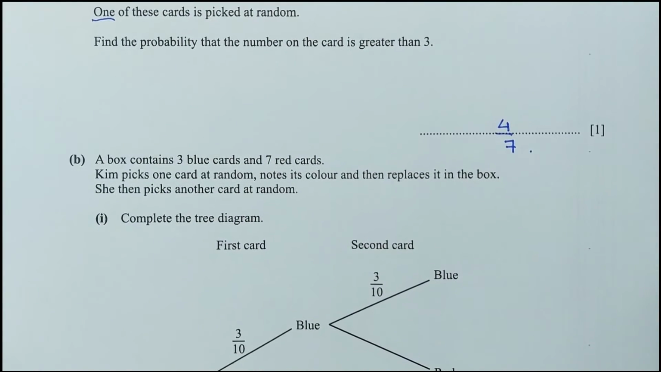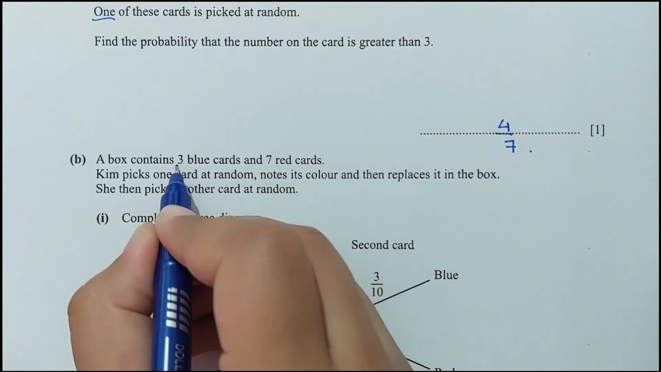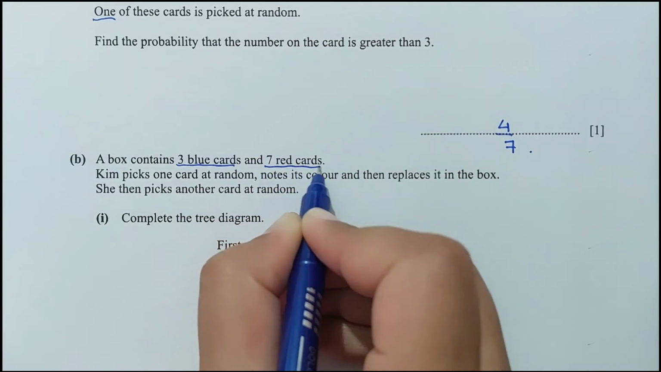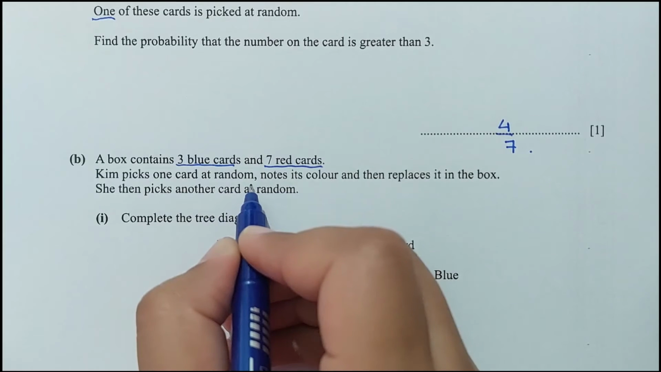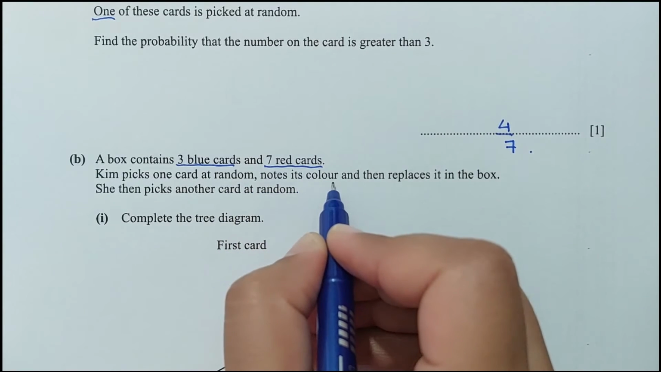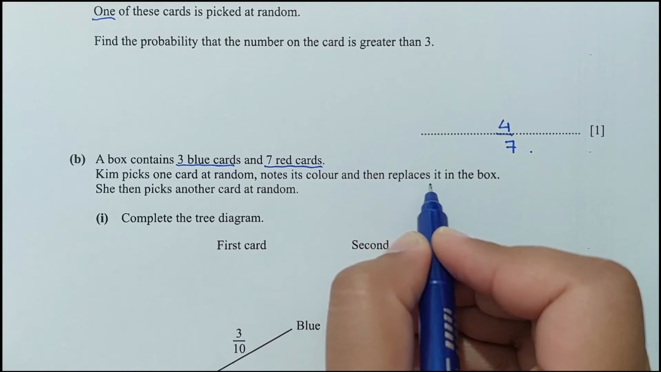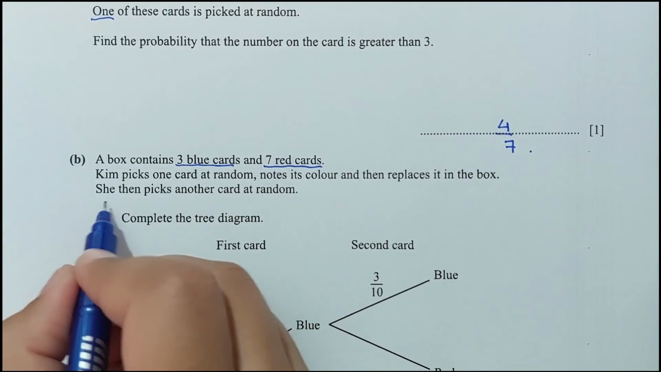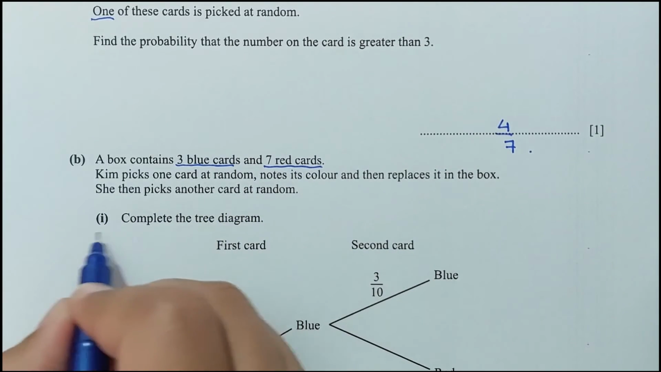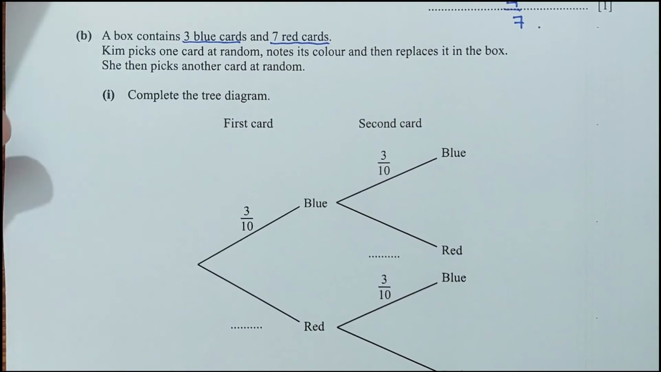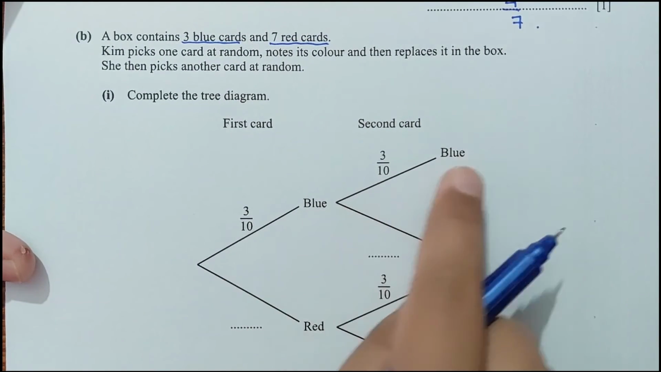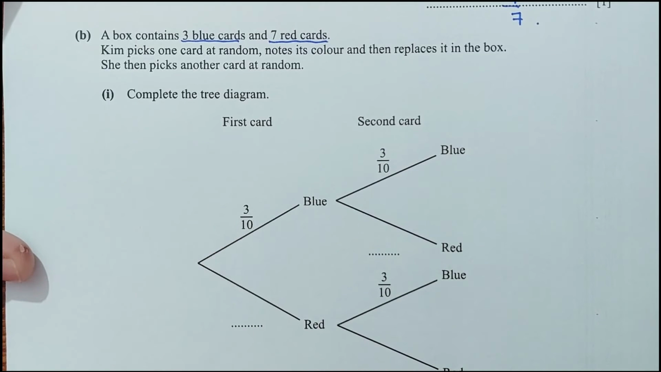Now for part B, a bag contains 3 blue cards and 7 red cards, right? Kim picks a card at random. She notes its color and then replaces it in the box. She then picks another card at random. Number 1, complete the tree diagram. The first card and the second card. The blue are 3 out of 10 and the red are 7 out of 10.